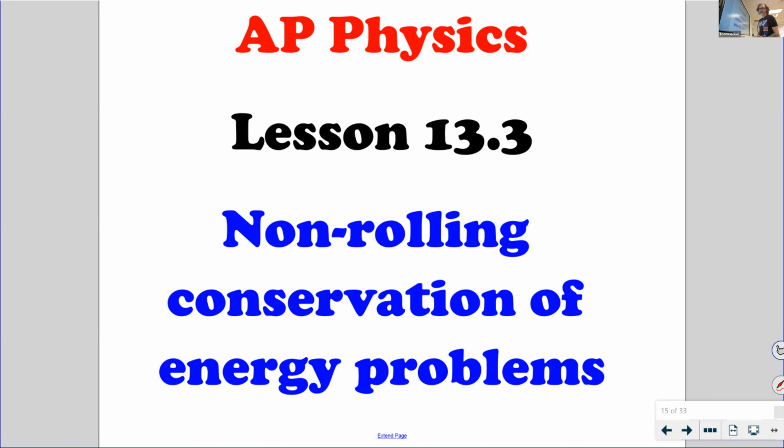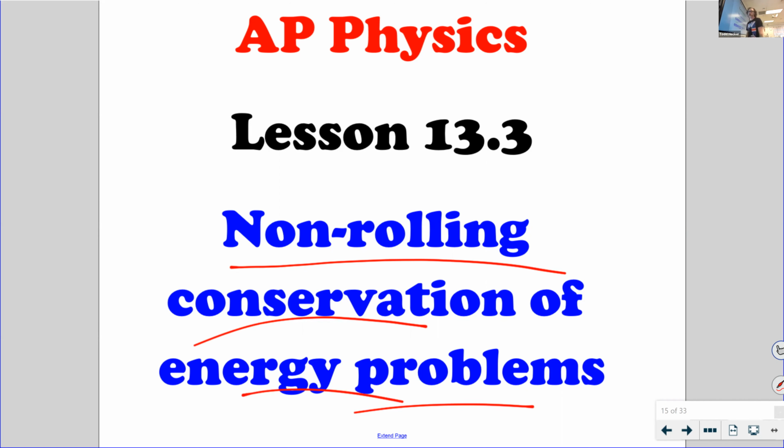All right, so today we are going to talk about non-rolling conservation of energy problems. We've done conservation of energy problems, right? Things sliding down a ramp, roller coaster problems. We've done conservation of energy problems where things roll, like a ball rolling down a hill or something. This time we're going to do objects that deal with rotational kinetic energy in our conservation of energy problems, but aren't about objects rolling. What are you talking about, Mr. Hecker? I'll show you what I'm talking about.